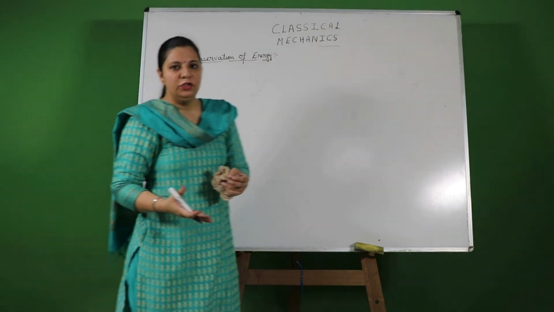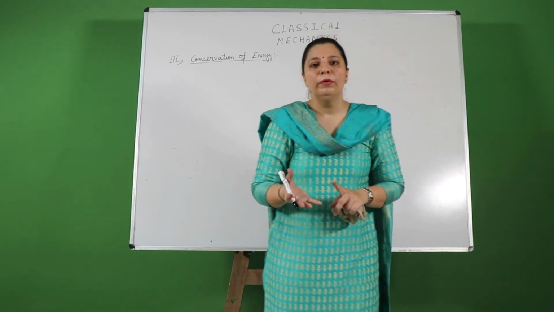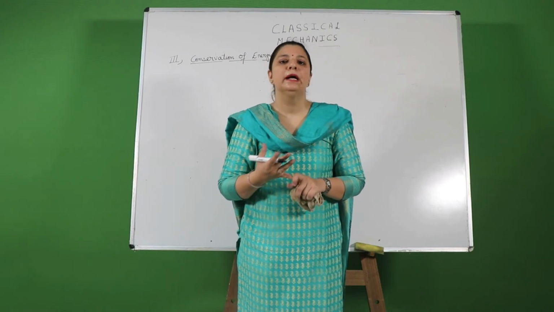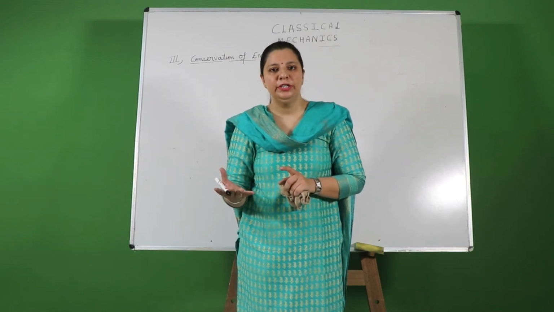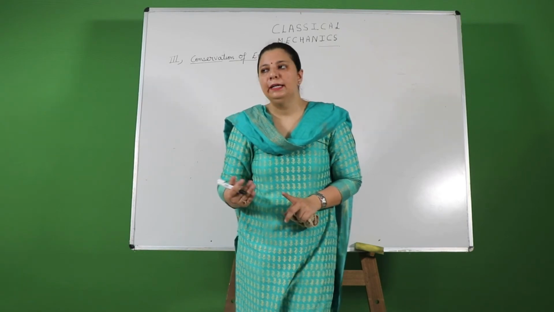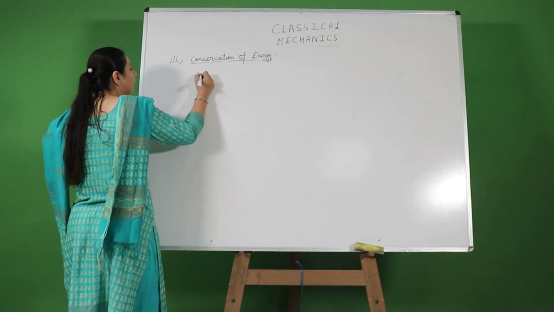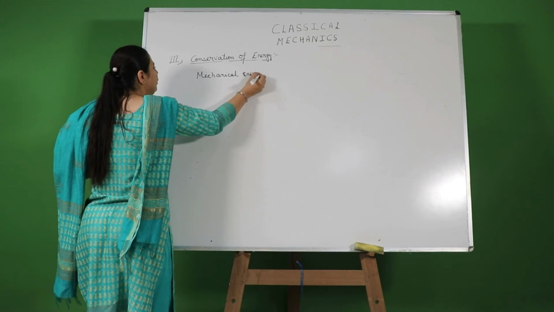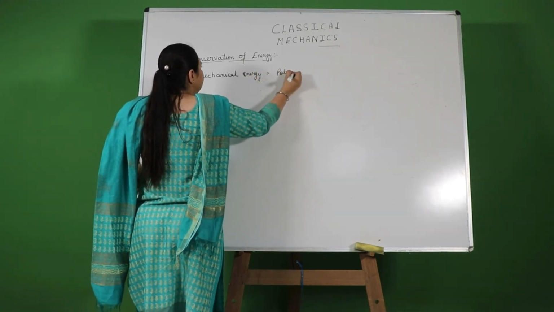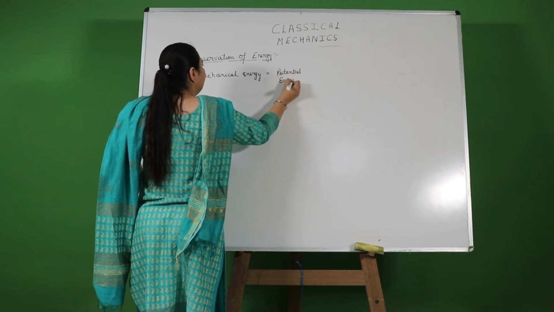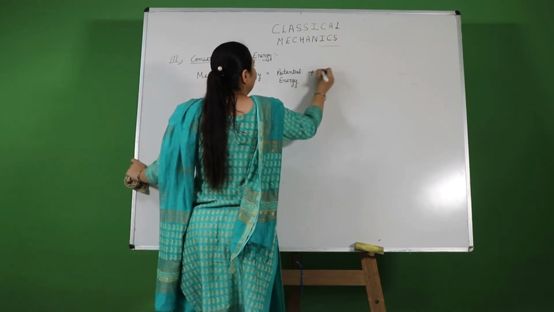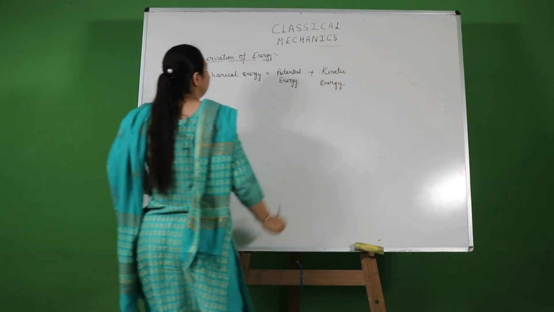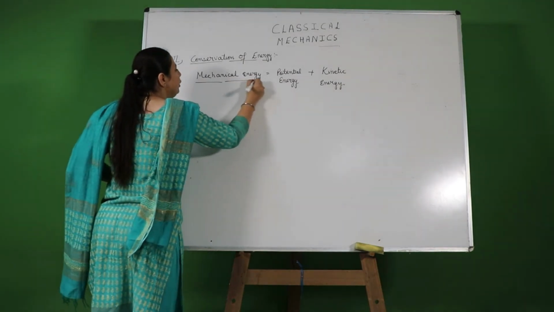There are many types of energies in the system, like heat energy, like sound energy, but we are interested only in two types of energies. First one is the kinetic energy and second one is the potential energy, and together they are called mechanical energy. So what is mechanical energy? It is nothing but sum of potential energy and kinetic energy. So when I say conservation of energy, I mean that mechanical energy should be conserved.